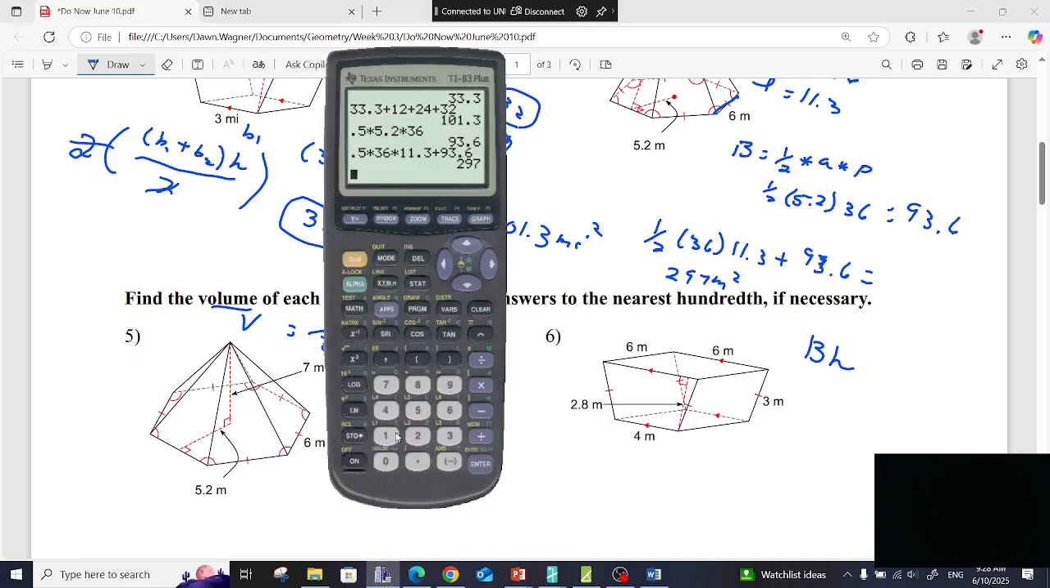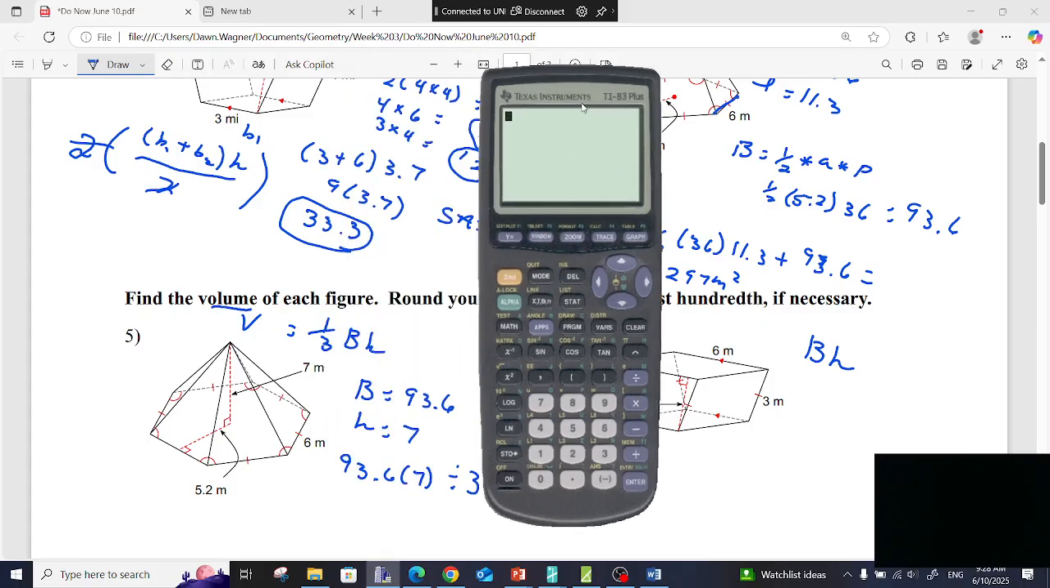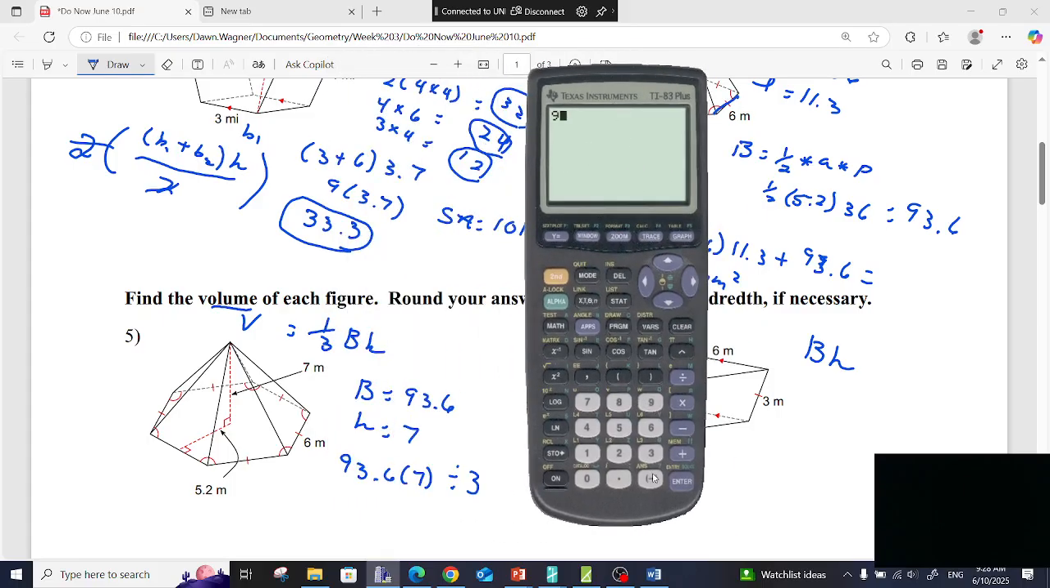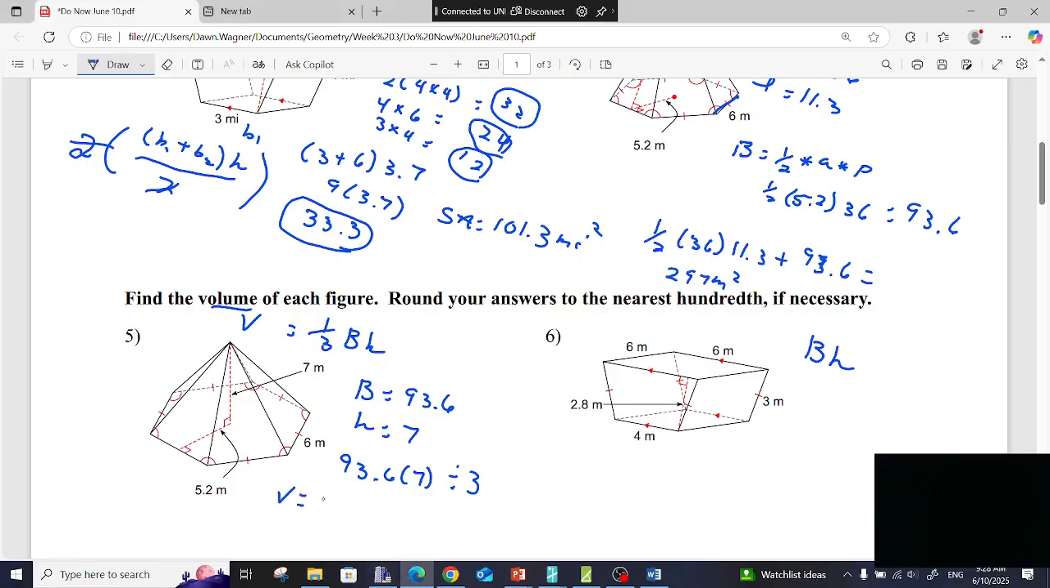So let me clear everything off. It would be 93.6 times 7. And I'm going to divide this by 3. So I get a total volume of 218.4, and this would be meters cubed, or to the 3rd power, because you're talking volume.